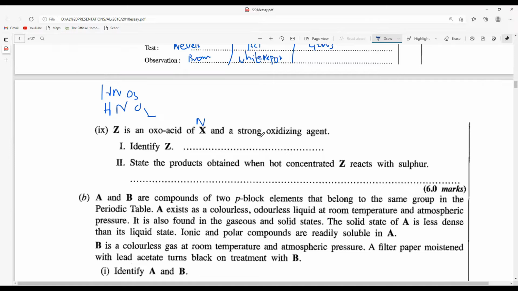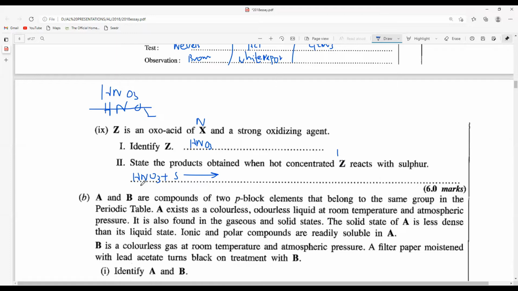So when you have these strong oxidizing agents, automatically this is cancelled. So they are talking about HNO3, right? So this is the one. State the products obtained when hot concentrated Ez reacts with sulfur. So Ez is HNO3. So you have to write down this reaction, HNO3 plus sulfur. You don't even have to write down the reaction because they only ask for the products, so you just need to write down the products.